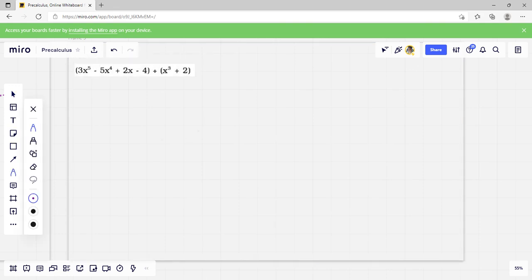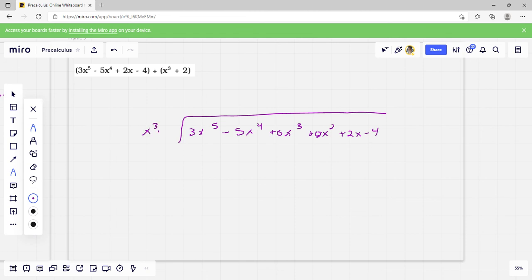Okay, so we've got 3x to the 5th minus 5x to the 4th plus 0x to the 3rd plus 0x squared. I may not even need these, but I've got them just in case. Plus 2x minus 4 divided by x to the 3rd plus 2.